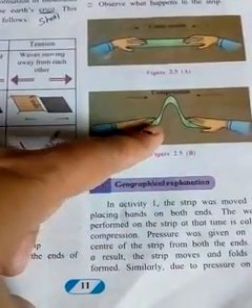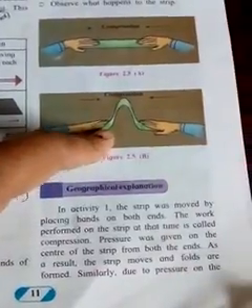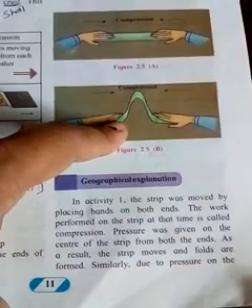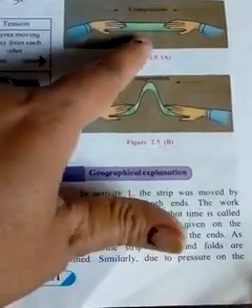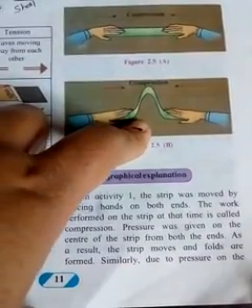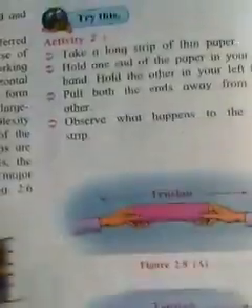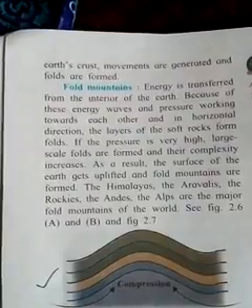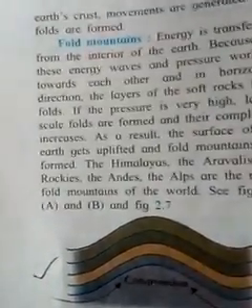And in the second diagram, or second figure, pressure was given on the center of the strip. At that time folds are formed. Similarly, due to pressure, earth crust movements are generated and folds are formed. That means at that time the earth crust movements are generated and folds are formed.